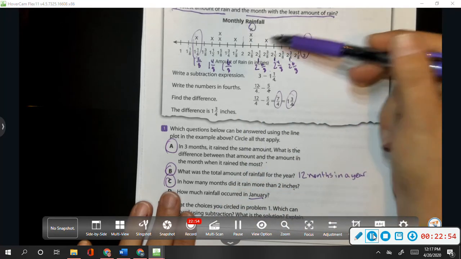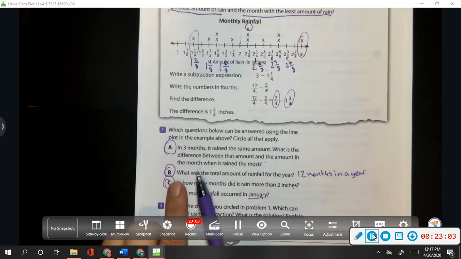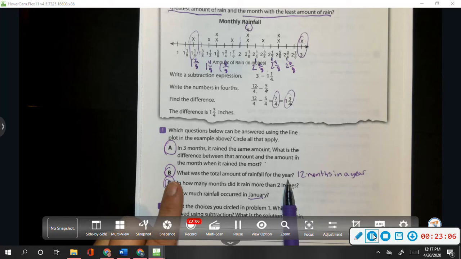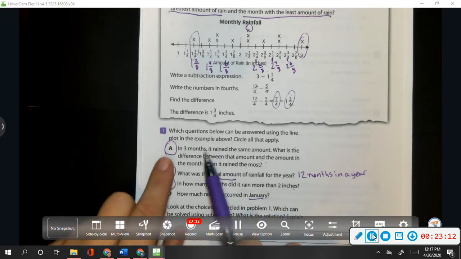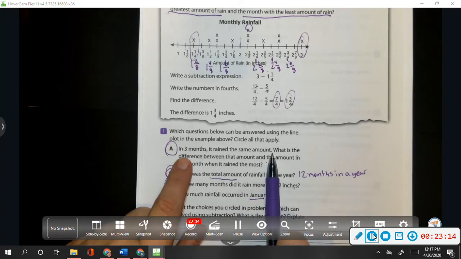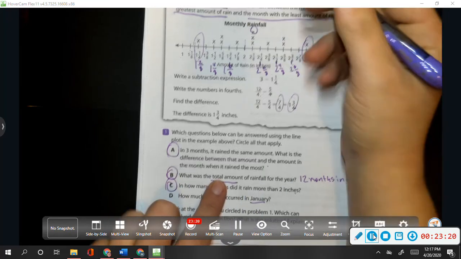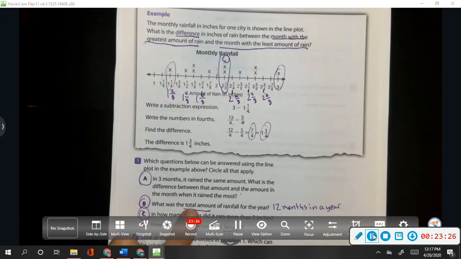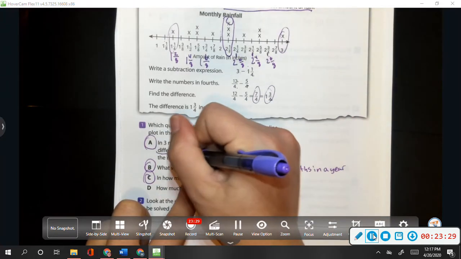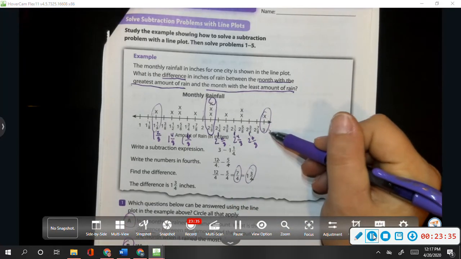1, 2, 3, 4, 5, 6, 7. There were 7 months. I didn't have to add. Well, I did technically have to add because I had to count, but I didn't have to subtract. B, what was the total amount of rainfall for the year? Well, total amount, that's asking me to add, so that's not going to work. A says, in 3 months it rained the same amount. What is the difference between that amount and the amount in the month when it rained the most? So they want us to go back and look at the 3 months that were all the same, and the difference, subtract it from the month when it rained the most, which would be over here.